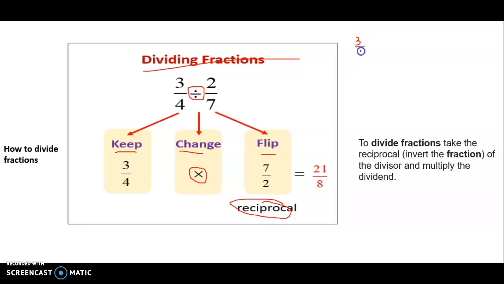I'm going to put 3/6 divided by 3/9. So we keep this, we change this, and we flip it. It's going to be 27/18.